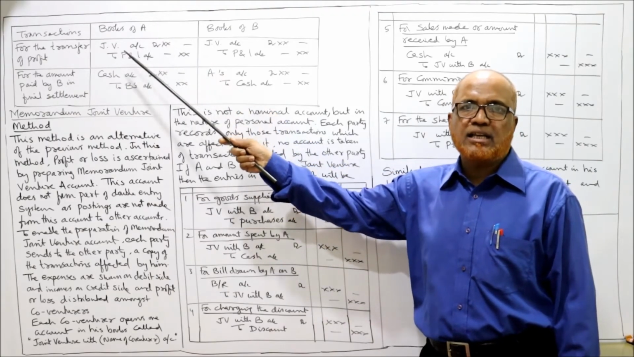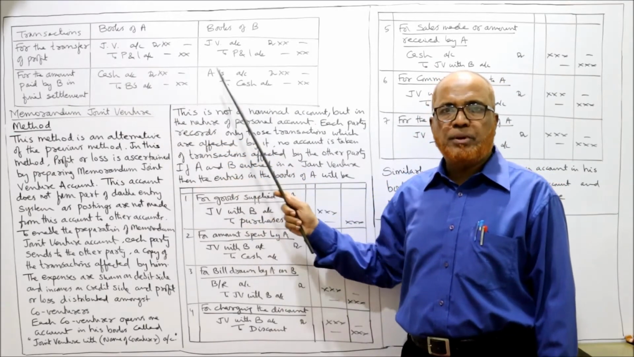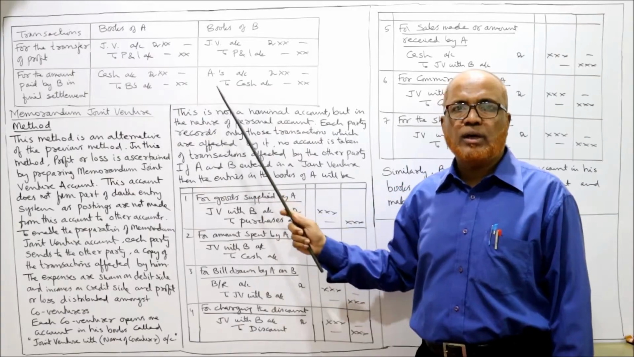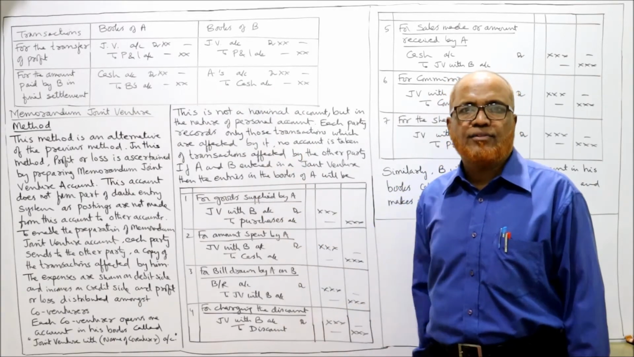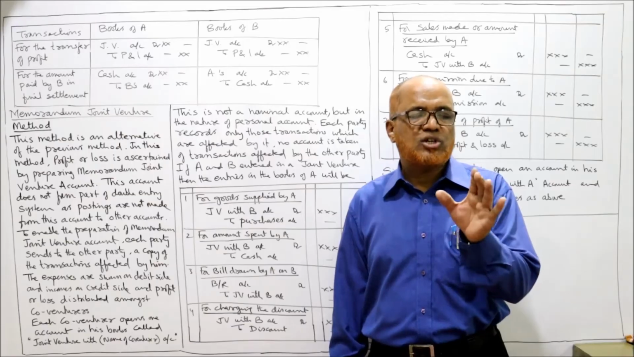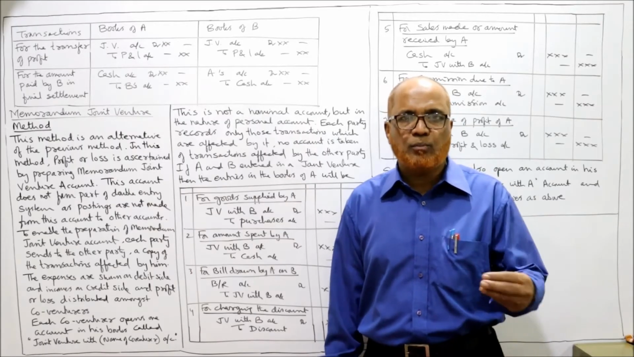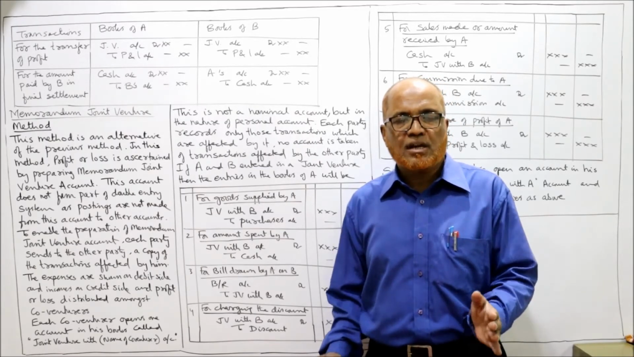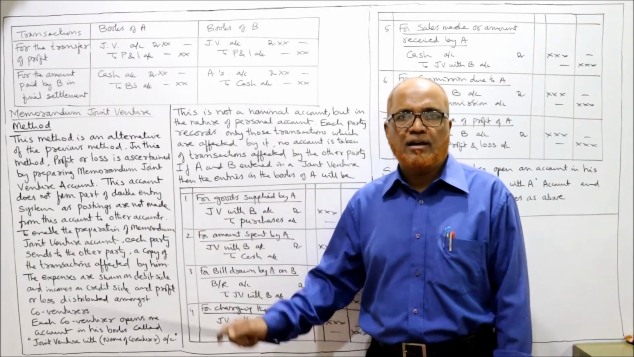So A is getting the cash. So the entry will be cash account debit to B's account. B is paying the cash to A, so A's account debit to cash. These are the entries when books are maintained, when joint venture accounts are maintained by all the co-venturers in their books. If each co-venturer maintains accounts in their own books, then these are the entries we have just seen.